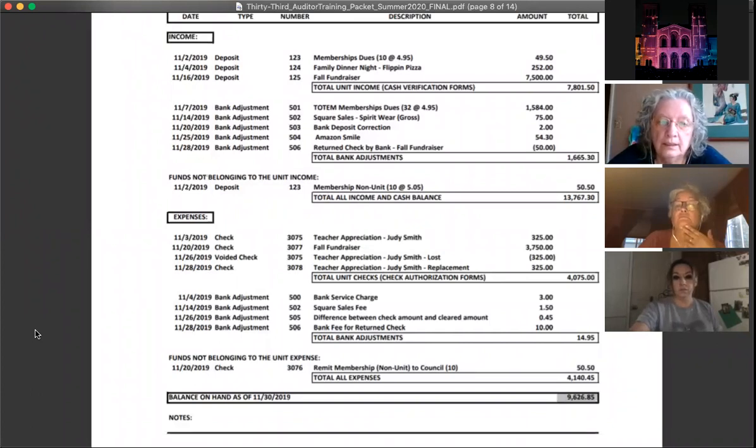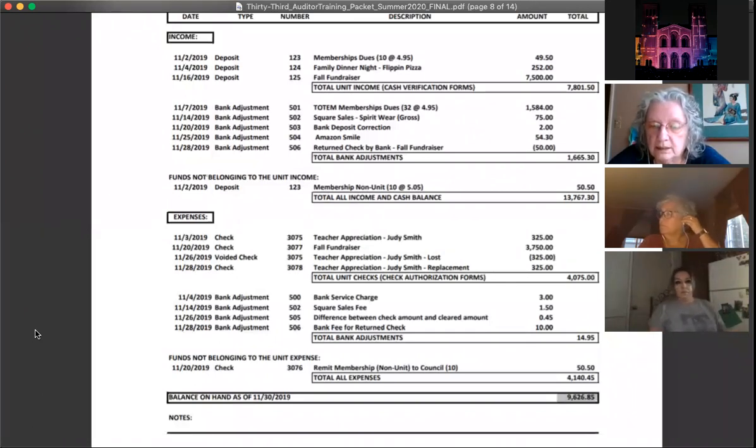Also, in case there's a bank deposit correction, that would be posted there. We're saying like $2, that maybe a bank deposit was incorrect and there was $2 more. And Amazon Smile, and then a returned check by the bank. You want to make sure that the amount of the check reduces income. And so there's a $50 returned check, and so under income, there's a bank adjustment which reduces income. And then you'll look at the bottom under expenses. There's a bank adjustment for the bank fee for the returned check, and that's an expense.